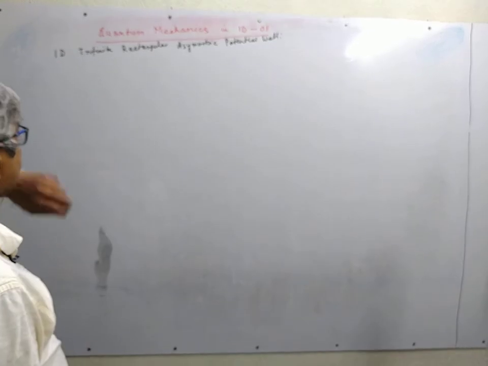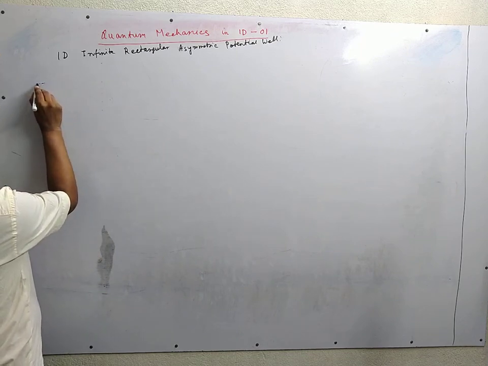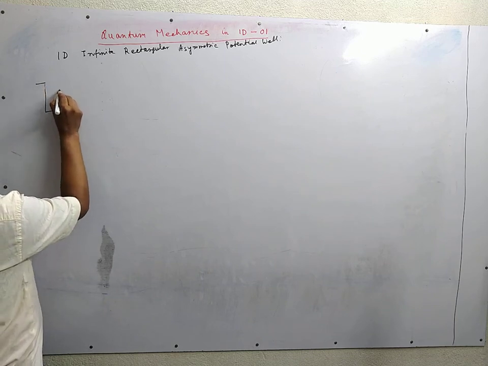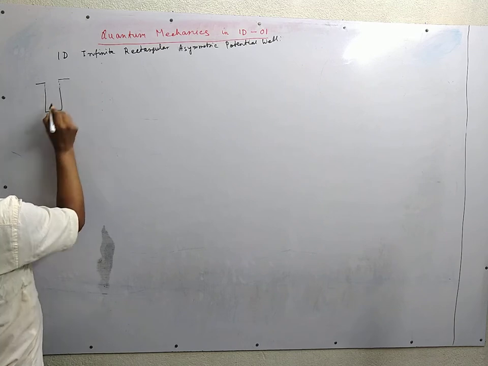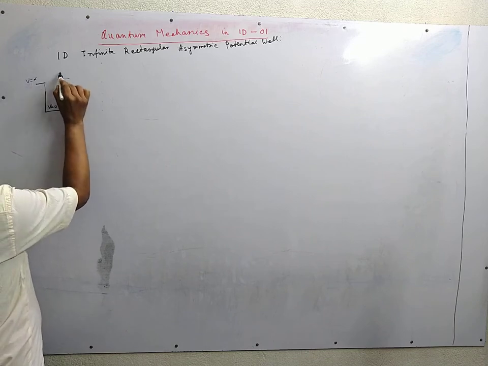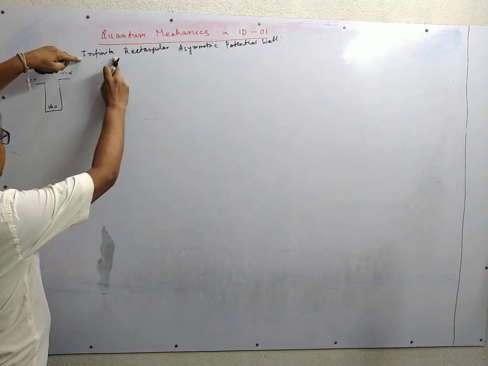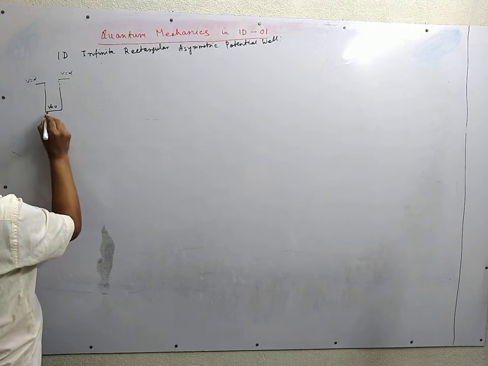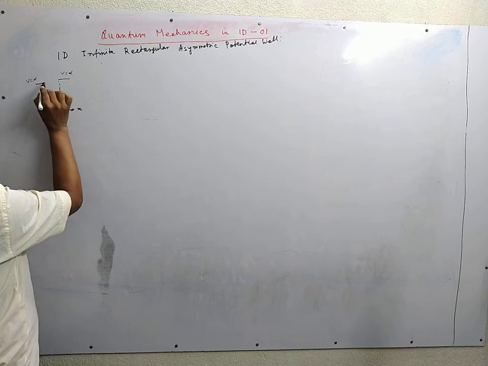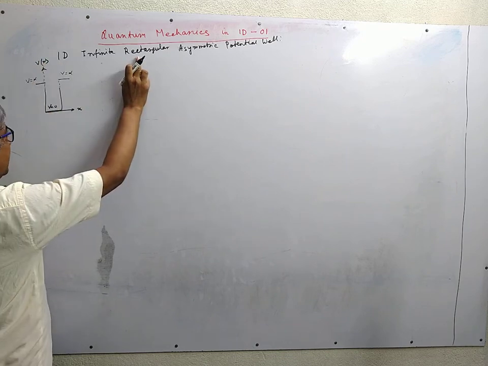So first let me explain this thing. We have a potential well. Let the potential be zero within the well, and it is infinity on either side. This is the meaning of infinite potential well. Then rectangular means this is a Cartesian coordinate system whose x-axis represents the position and y-axis represents the potential. So this is the meaning of Cartesian.